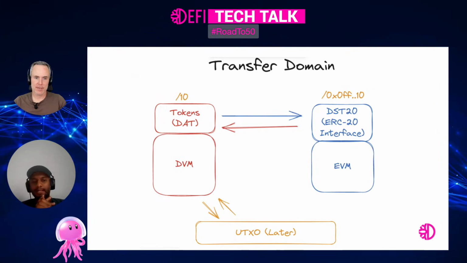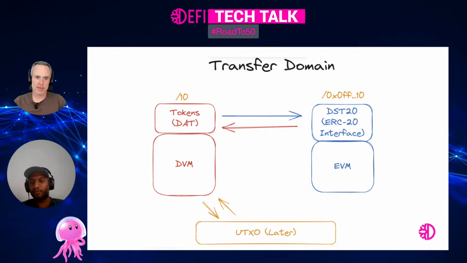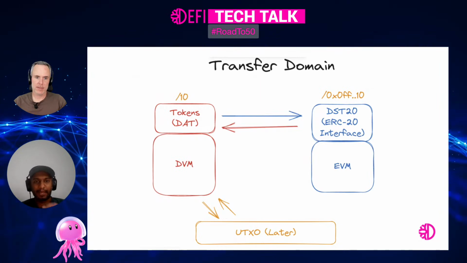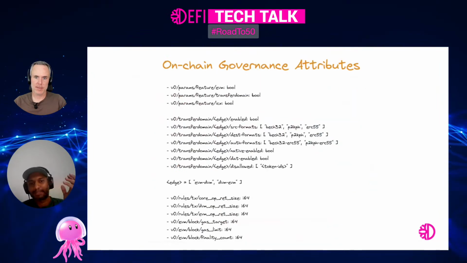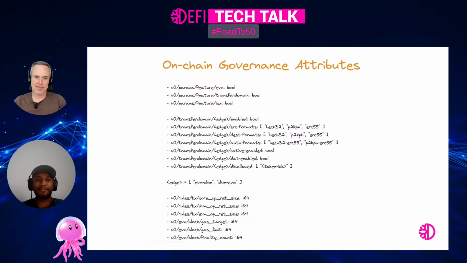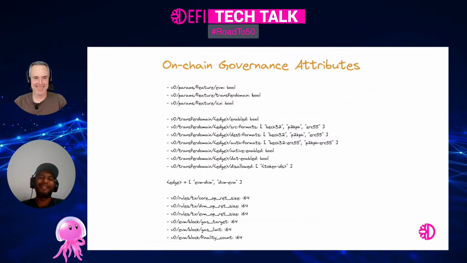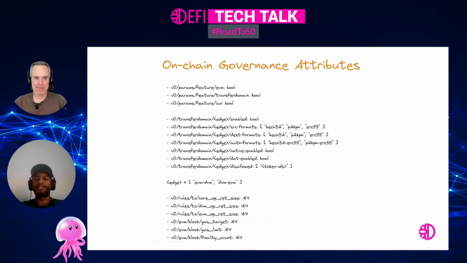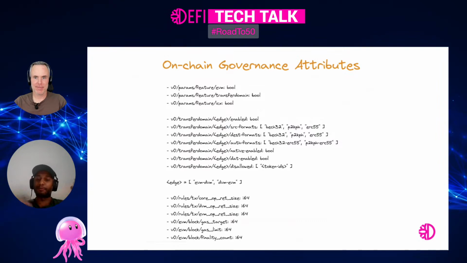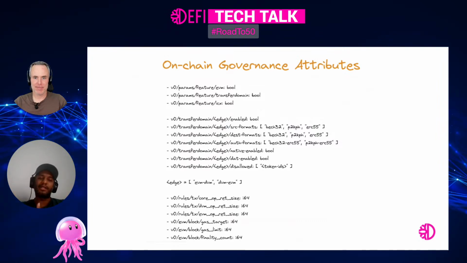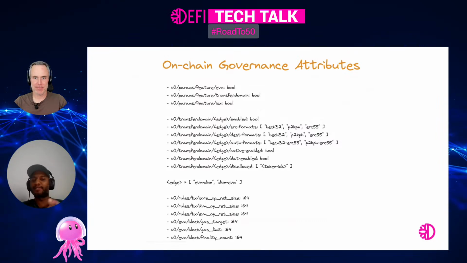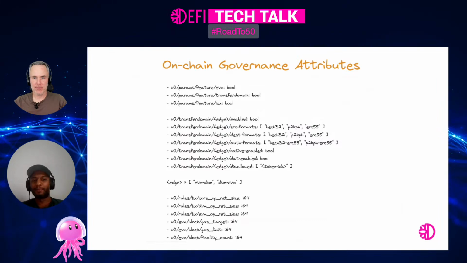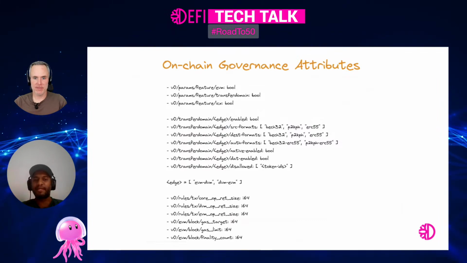Yes. So that is basically how this is going to work. And then, okay, this is a slide that nobody will have to care about until they do. But it's just there for people who like to dig into the chain on-chain to see what all these on-chain governance attributes are and how they are enabled. So basically the EVM, transfer domain, everything is now flagged.